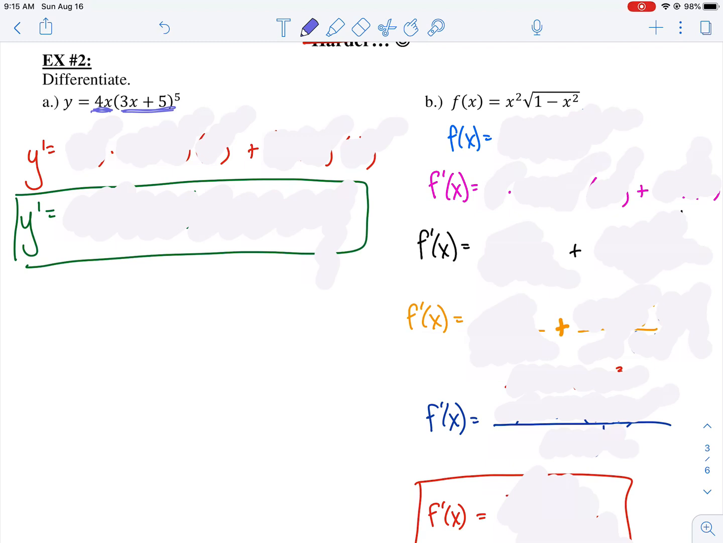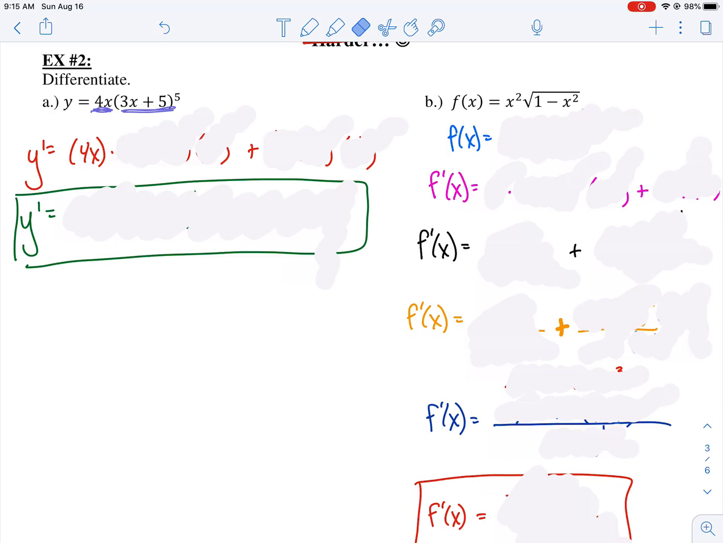Now, there's also going to be a chain rule in it, because in order to find the derivative of this piece, we're going to have to use chain rule. So this is actually multiple derivative rules in one. It's a product rule and a chain rule. Are you ready? Let's start off with product rule. Remember product rule? Product rule says the first times the derivative of the second. Well, now in order to be able to take the derivative of (3x plus 5) to the 5th, that's going to be a chain rule, right? So if you have a chain rule inside your product rule.